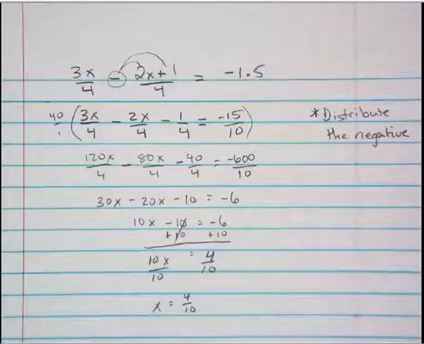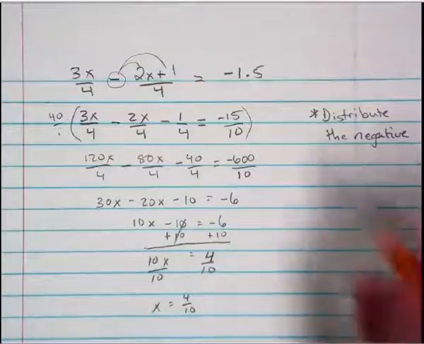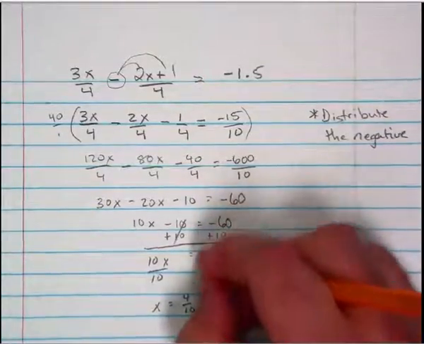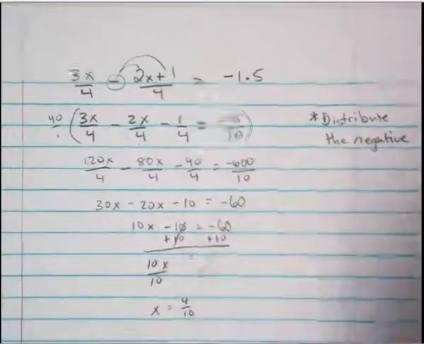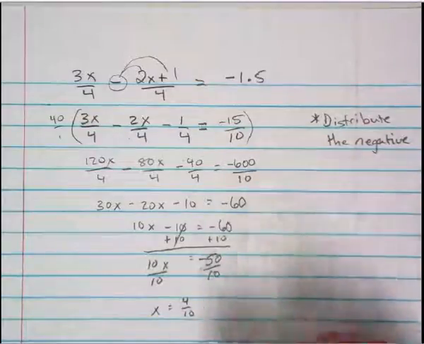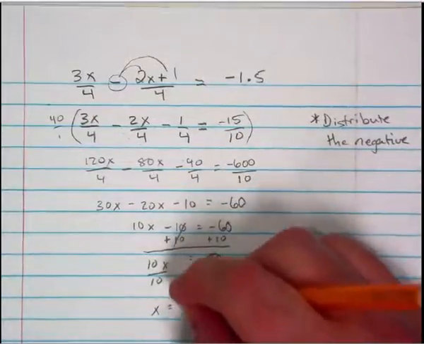Go back and check my work. Oh, that's right. Negative 600 divided by 10 is negative 60. So now I'm going to do negative 60 plus 10, which is negative 50. Divide that by 10, and now I get that x is negative 5.